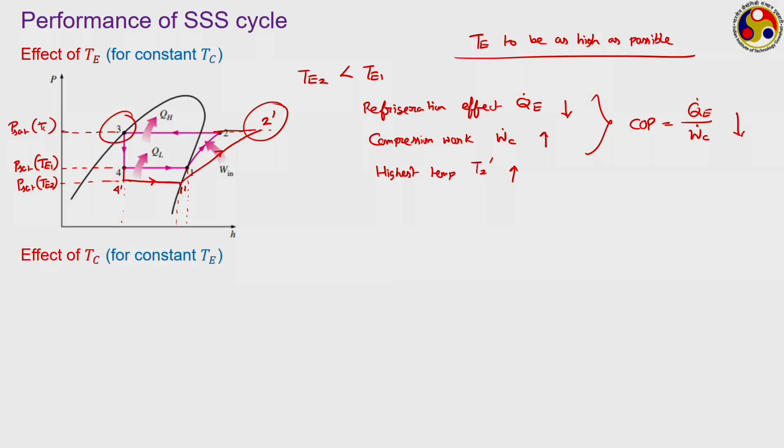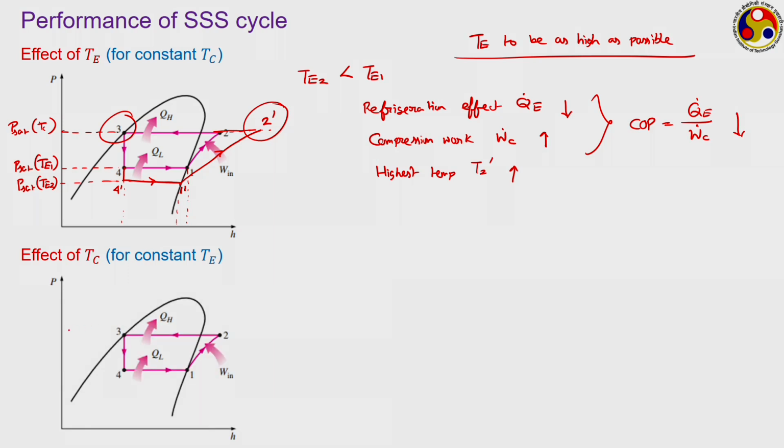Now, if we want to check the effect of Tc for a given value of TE, again we have the same pH diagram. Let us identify the states. Here the evaporator side condition is not changing. So, evaporator pressure remains the same, which is this one, Psat corresponding to your TE. Let us say this one is your Psat corresponding to Tc1, and we take another pressure for a higher value of condenser temperature, which is Psat corresponding to Tc2.